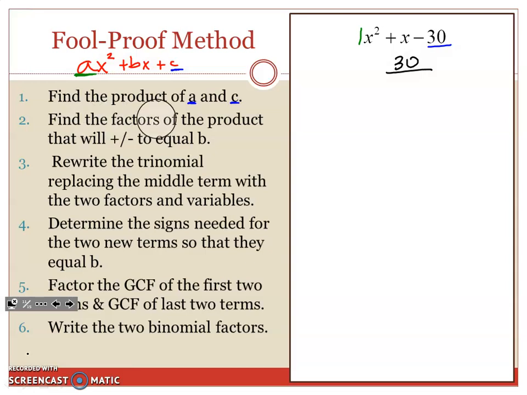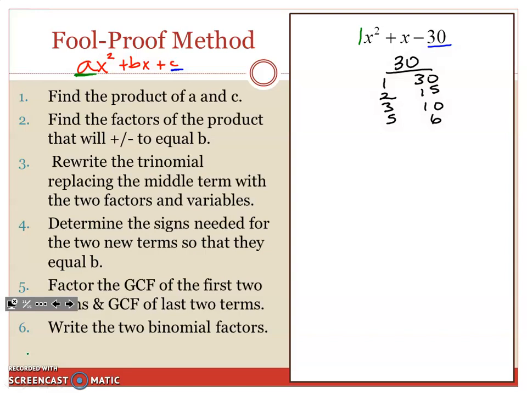Second step, I'm going to find the factors of the product of A and C. So what are the factors of 30? Well, there's 1 and 30, 2 and 15, 3 and 10, and 5 and 6. That's all the factor pairs.